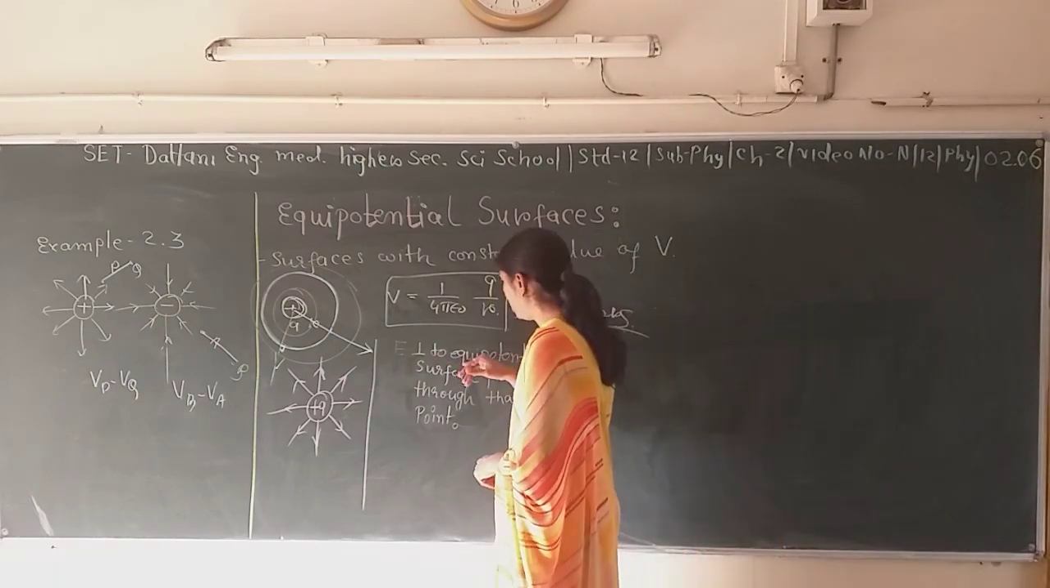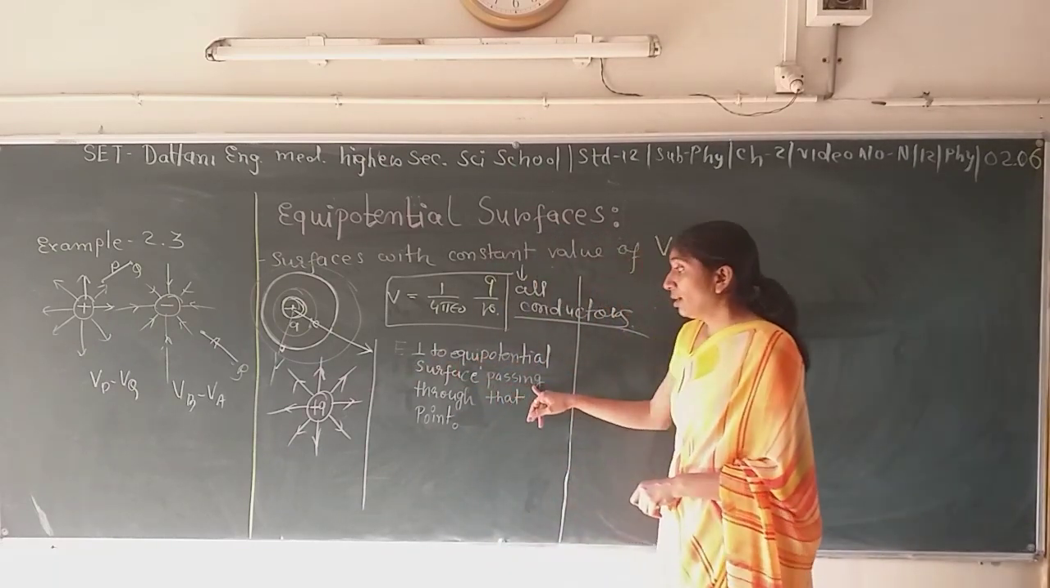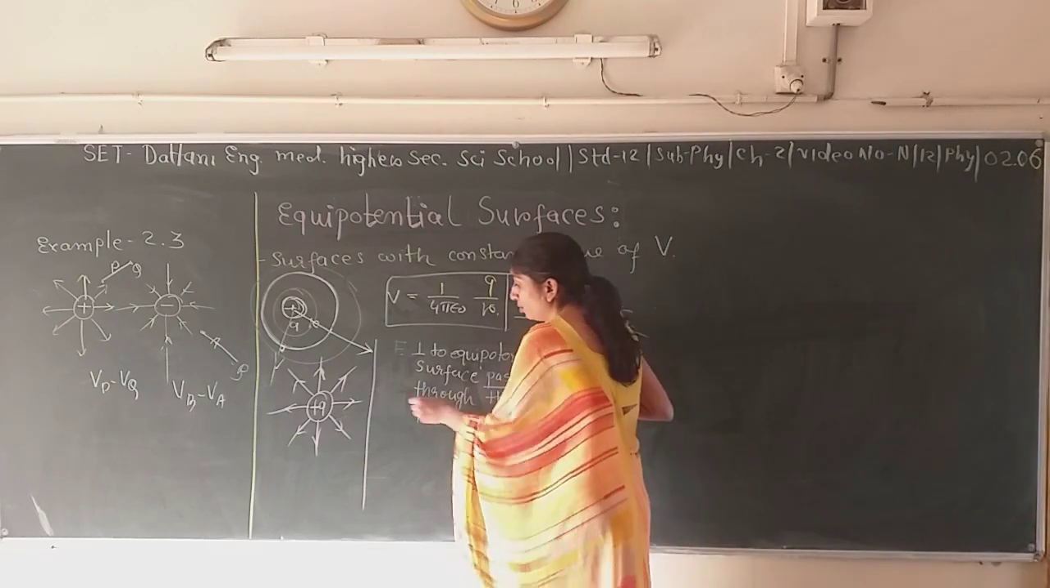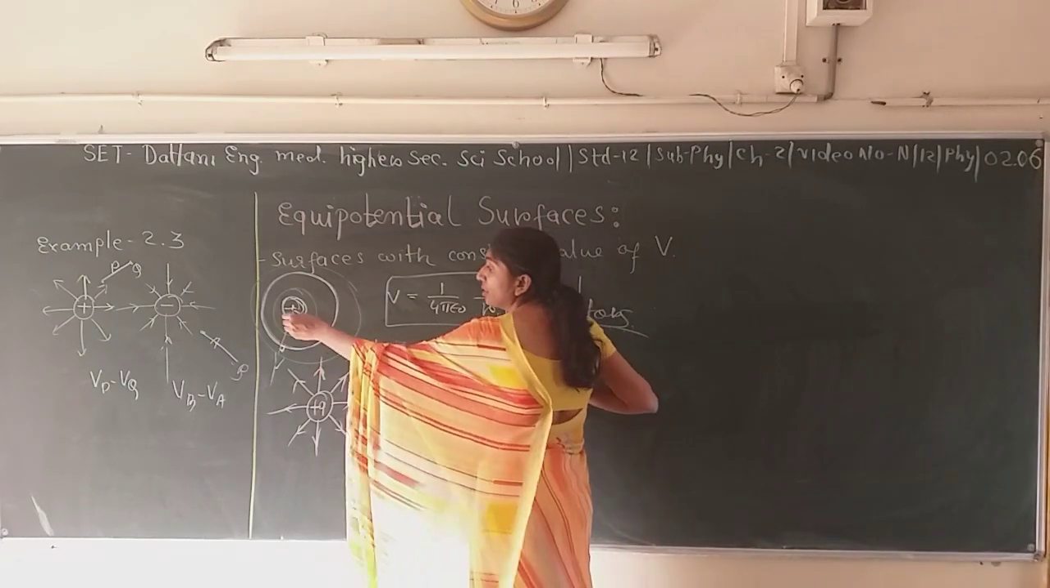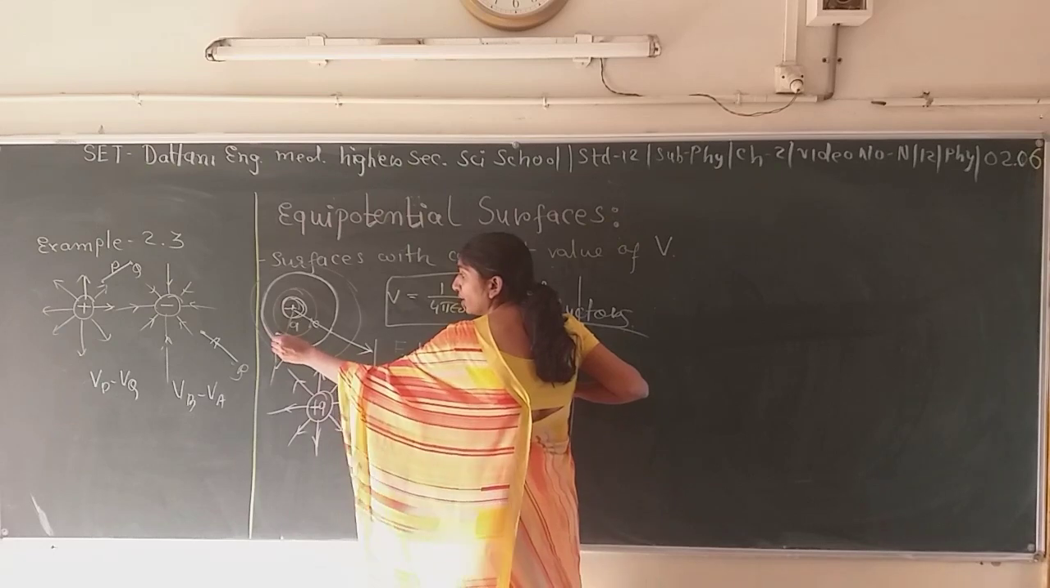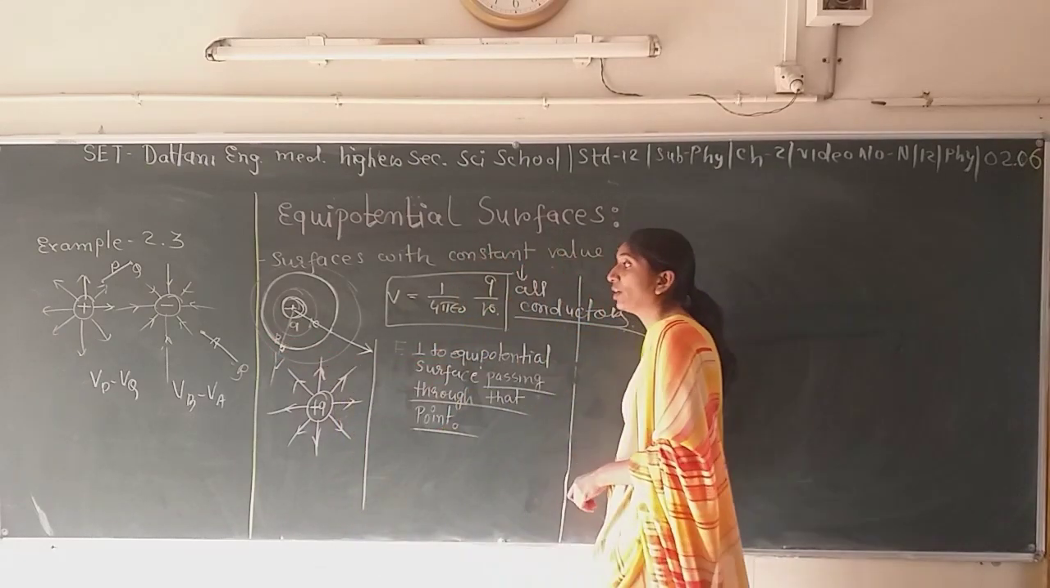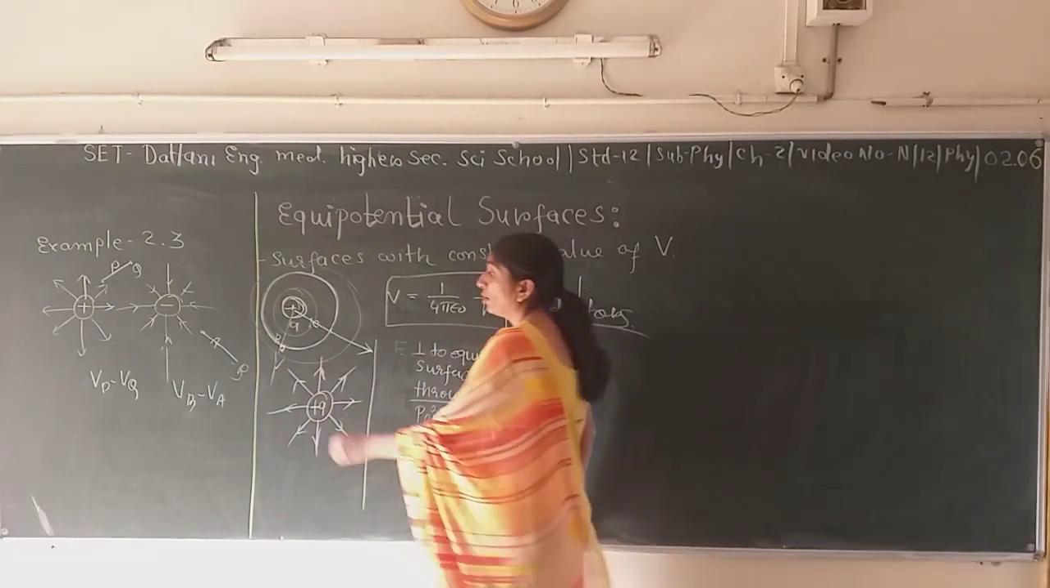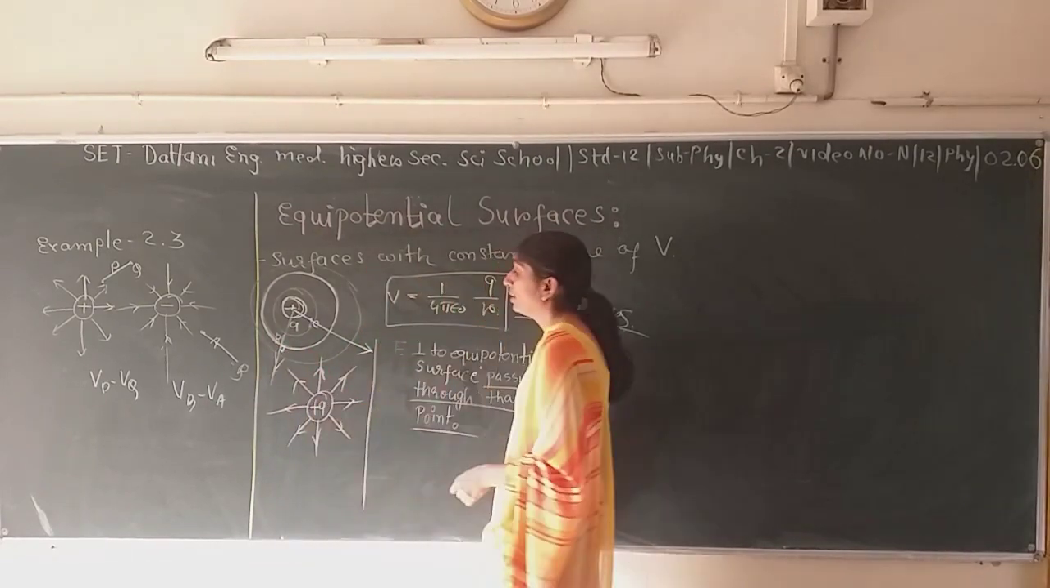Electric field is perpendicular to the equipotential surface passing through that point. Suppose I am talking about this point P. At point P, the equipotential surface is normal to the electric field.